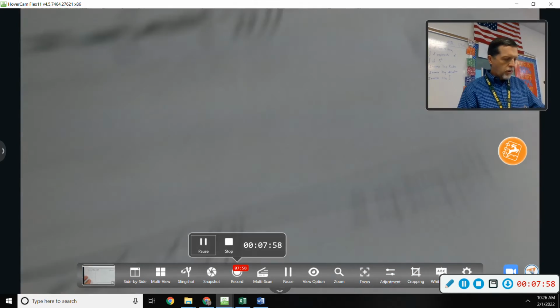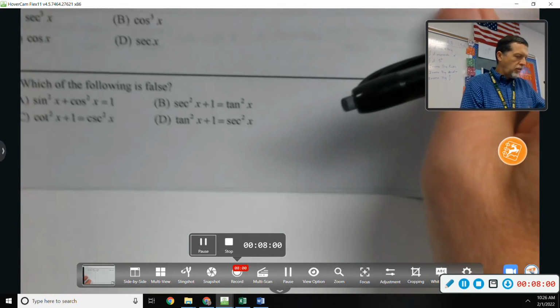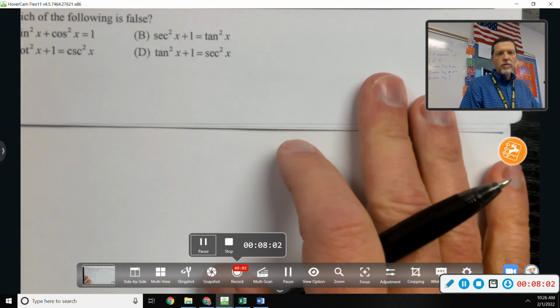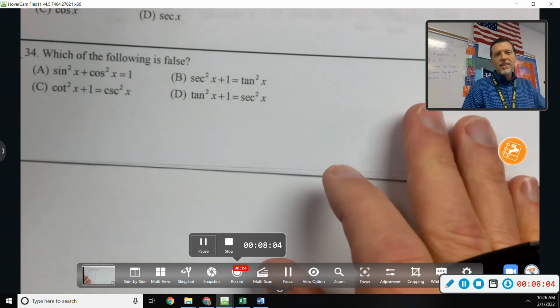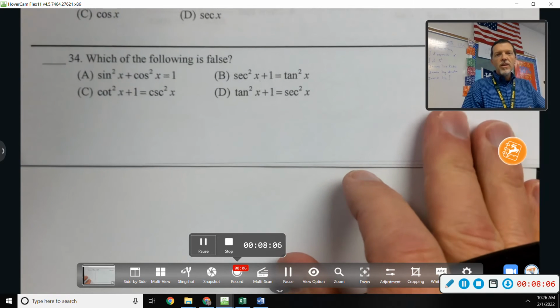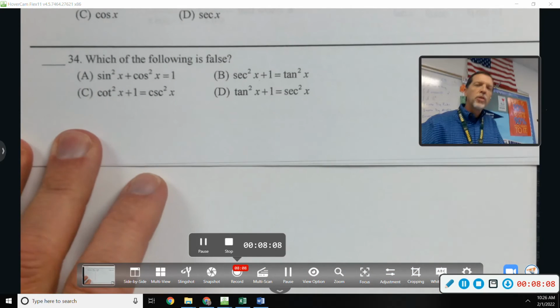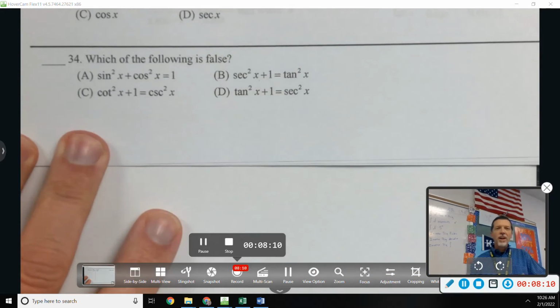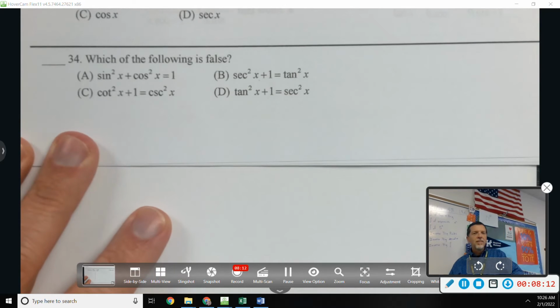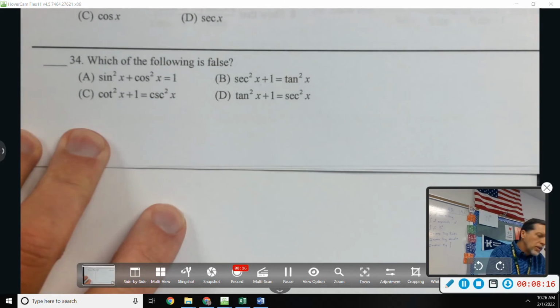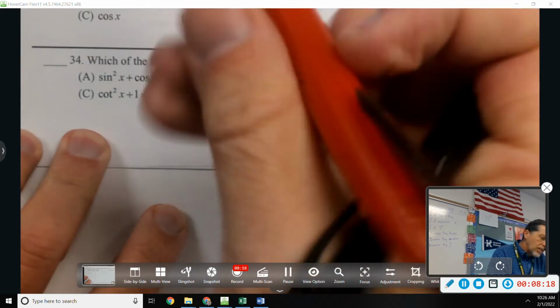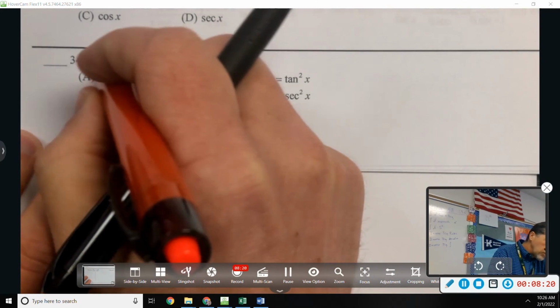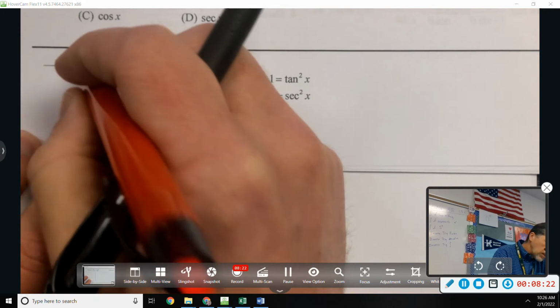Tyler, to your question on worksheet 5, let's do number 34. Because that's basically what you're asking, right? Which one of those do you absolutely know is true? This is the one you should memorize. A is for sure true. That's true, and that should be the only one you have to memorize. Sine squared plus cosine squared equals 1. That one's true.